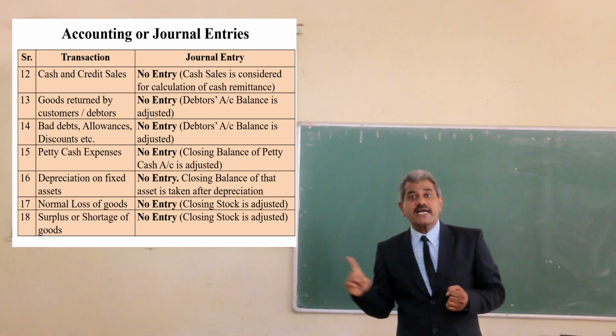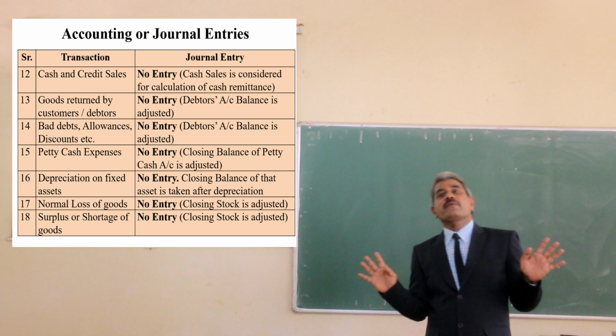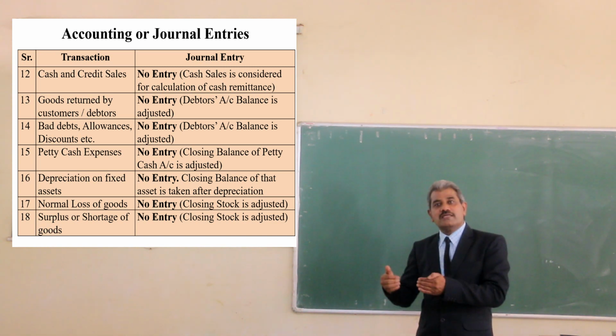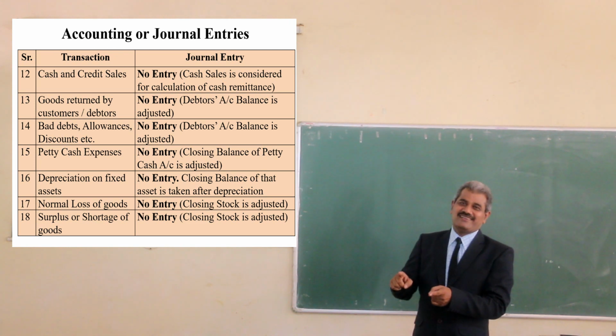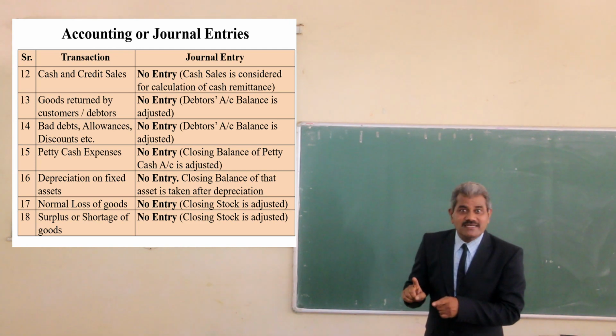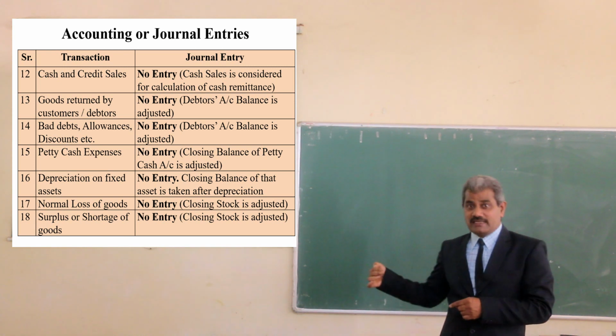Petty cash expenses. This item is also not recorded in the branch account. Only the petty cash balance at the end is adjusted. We have to take it into consideration, but not for passing the entry, but for calculation of closing balance.